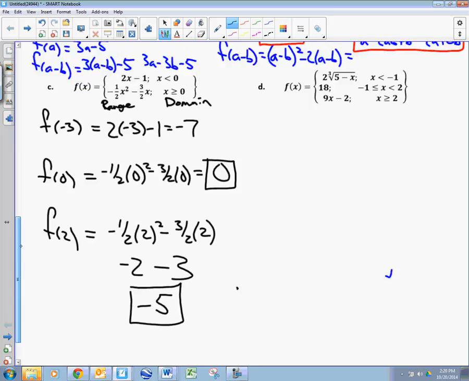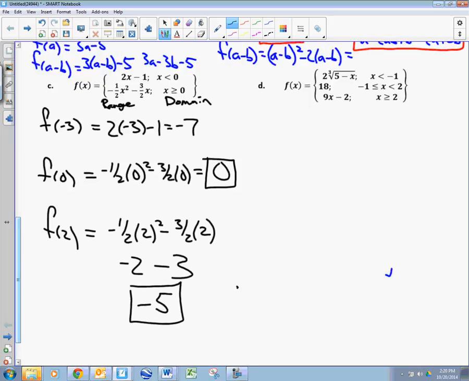Any questions on those three? Okay, then we try a different one. F of -3, f of 0, f of 2. F of -3, top, bottom, or middle?